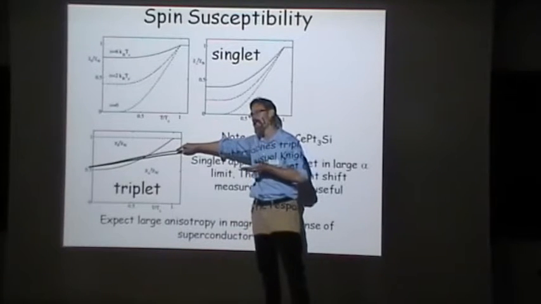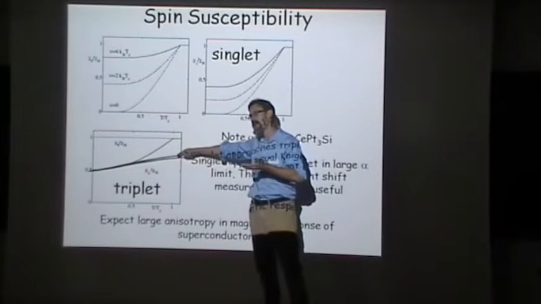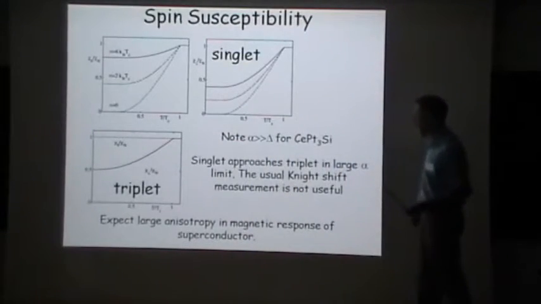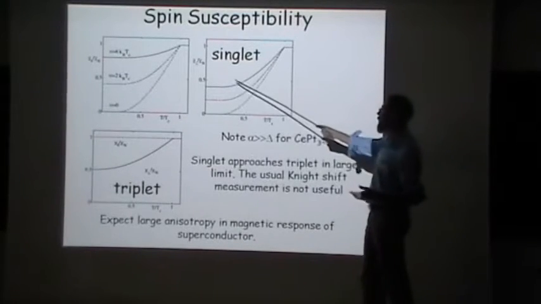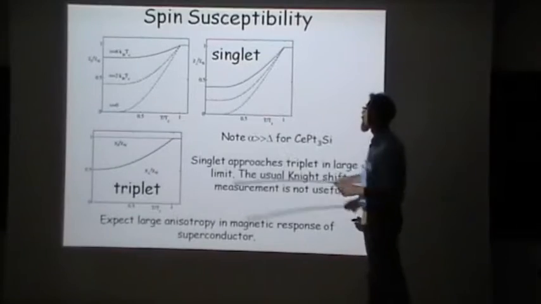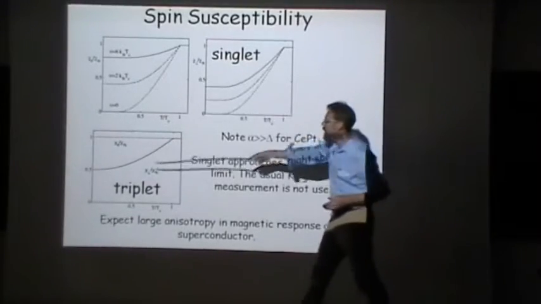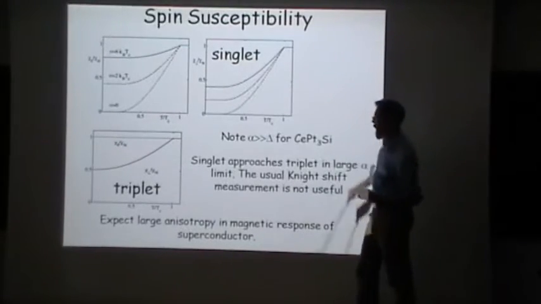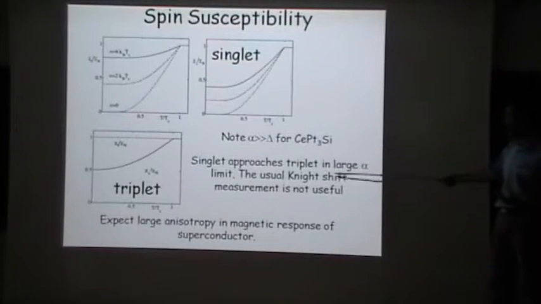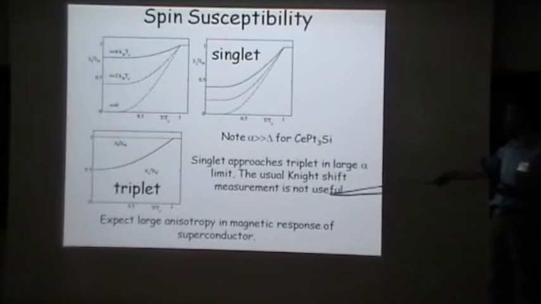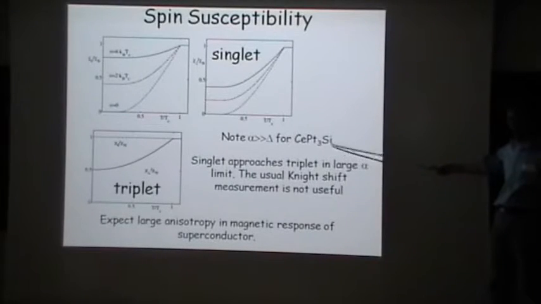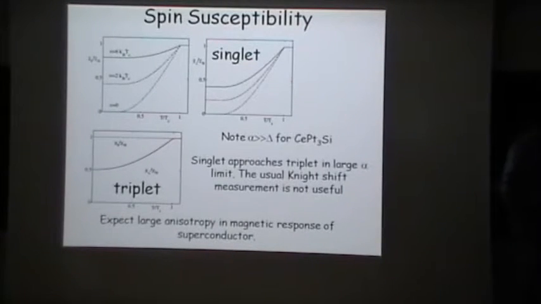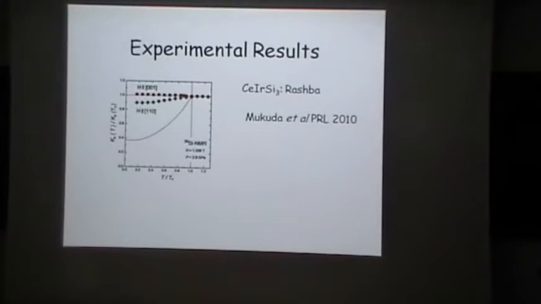For fields in plane, it's not possible to have the dot product of h and g be zero. One half of the dot product is always along h in some sense for fields in plane. This is for fields in plane, and you find the susceptibility approaches the one half value that you get in the triplet case as you increase the spin-orbit coupling. Here's zero, here's two, here's six again. So that's just re-emphasizing the point that the usual Knight shift measurement is not really useful in distinguishing spin singlet and spin triplet superconductivity in the presence of broken inversion symmetry. All right, so let's check how this does in comparison to experiments.